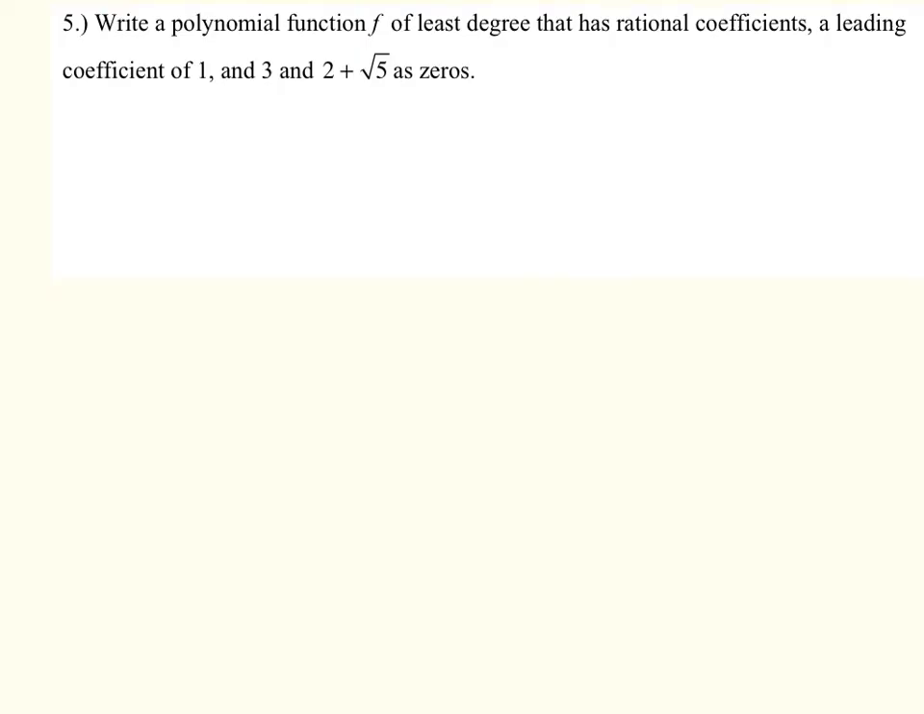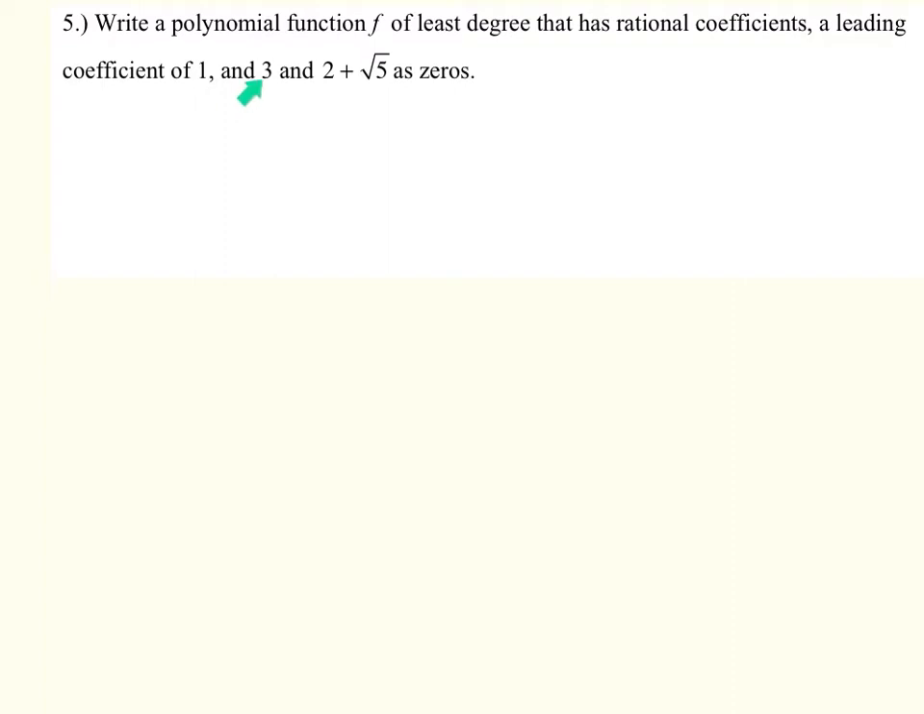Here's our next example. Write a polynomial function f of least degree that has rational coefficients, a leading coefficient of 1, meaning the a value is 1. We didn't address it in the previous example. To be formal, we should have put an a out front because we didn't know what the leading coefficient was. Here they're just simplifying it and telling us it's just a 1.